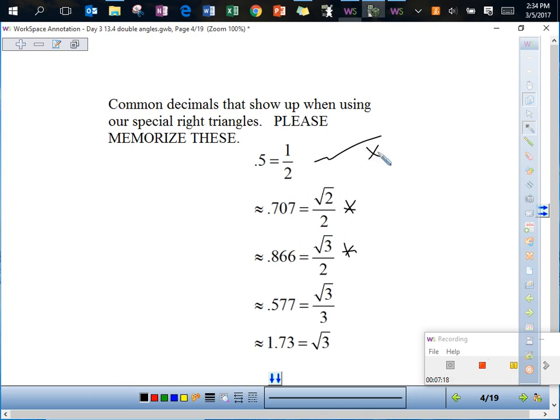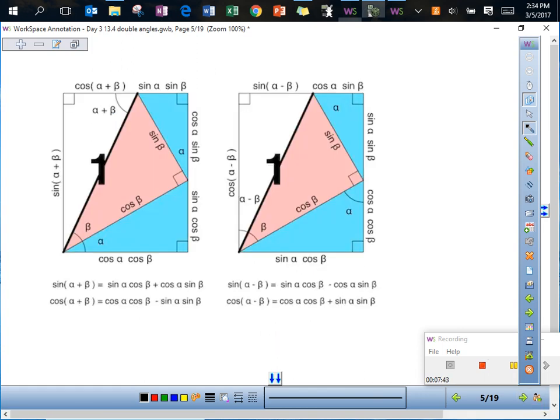The 1/2 will show up a lot, but 0.707, radical 2 over 2, will usually show up when we're dealing with a 45, a 135, something like that. 0.866 is going to be your radical 3 over 2. 0.577, radical 3 over 3. And 1.73 is radical 3. So please memorize those for us. You'll see why I'm hitting those. You'll see why I spent about 5 minutes here talking about those.